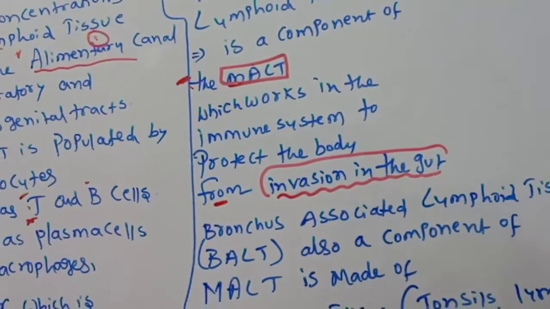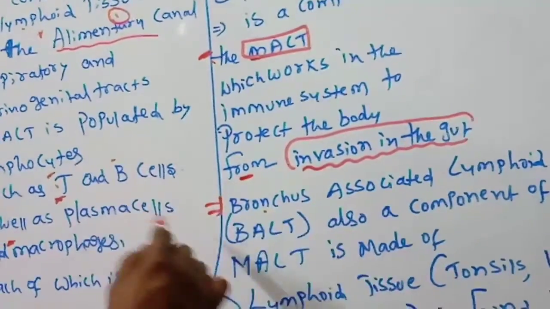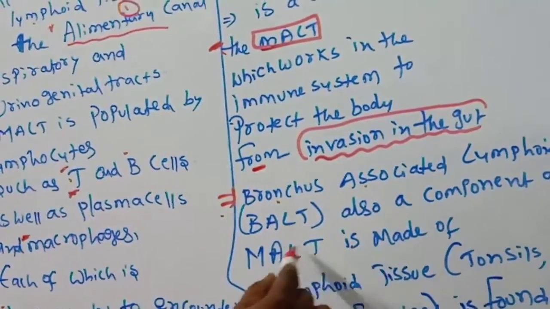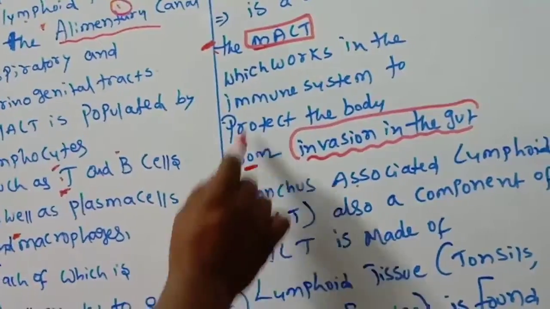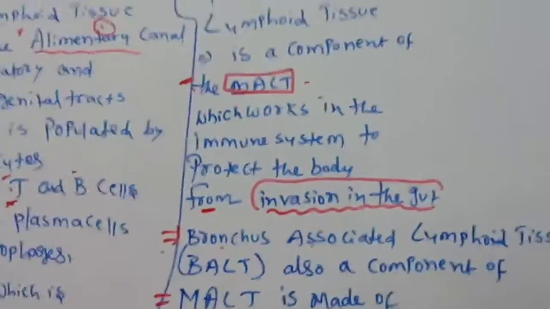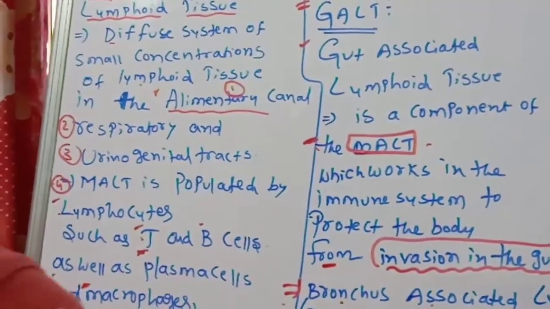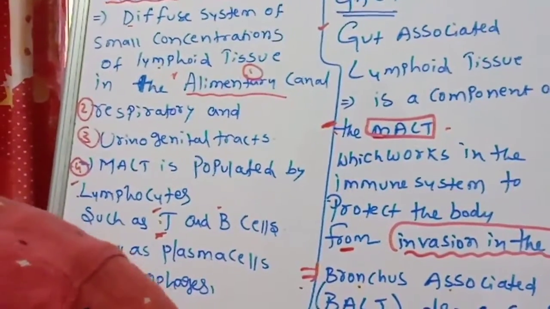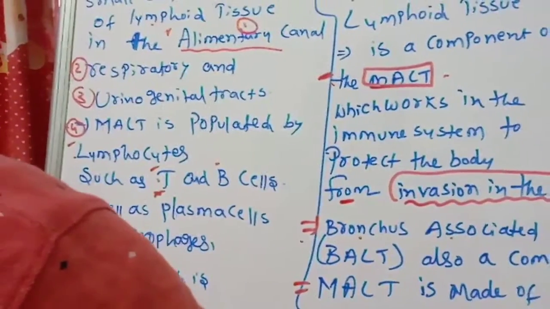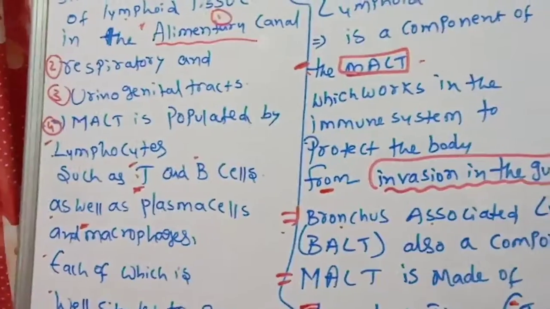Next, BALT. What is the BALT? Bronchus associated lymphoid tissue. BALT is also a component of MALT. It is made of lymphoid tissue. So where will this BALT be present? Tonsils, lymph nodes, lymph follicles. It is found in the respiratory mucosa from the nasal cavity to the lungs. Wherever respiratory mucosa is there, this BALT will be present.